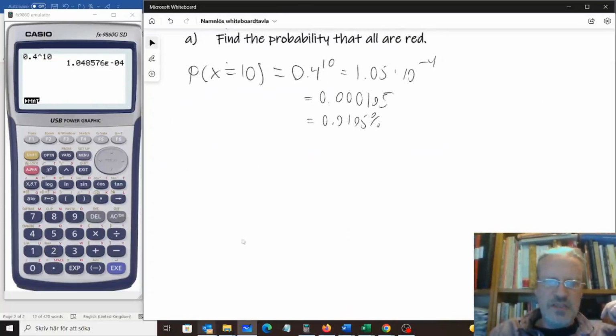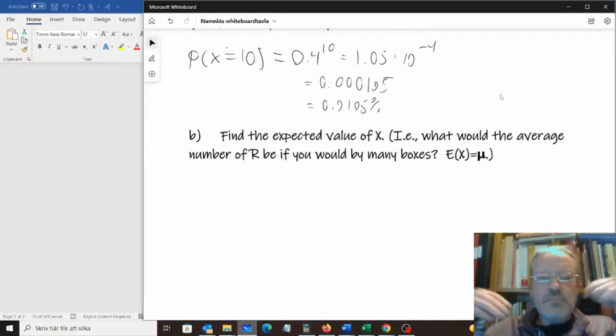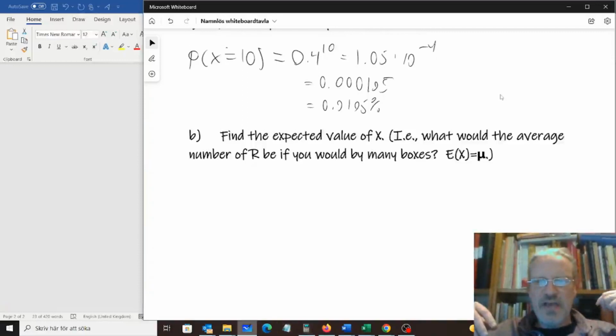So let's go to the next question. Find the expected value of x. What would the average number of reds be if you would buy many boxes? And that we usually write as expected value of x, or we use the Greek letter mu for that. So the expected value, as I said before, it's a bad name. It should be called the expected average.